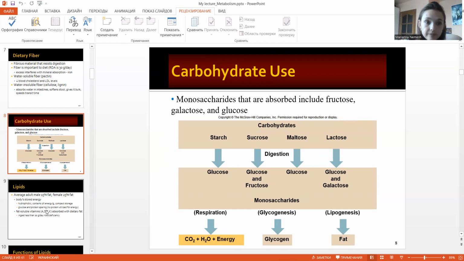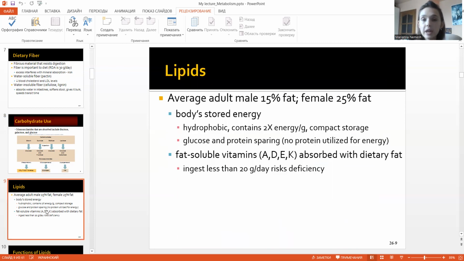Lipids. The average adult level of adipocytes in the body for males is about 15%, for females approximately 25%.